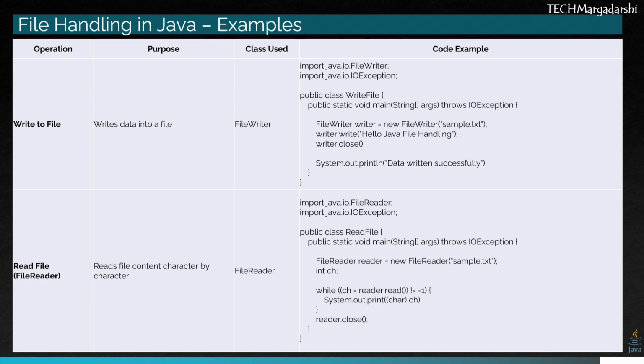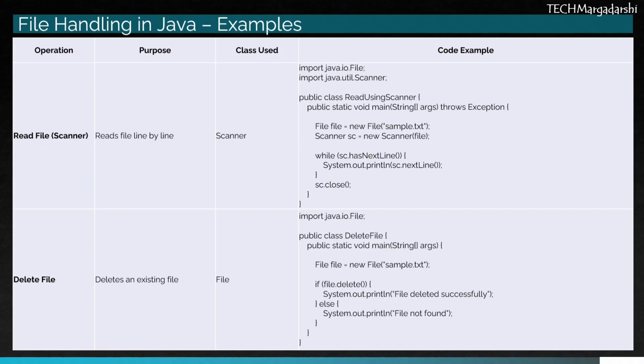Now, read file. To read data from a file, we use the FileReader class. It reads the file content character by character. We create a FileReader object by passing the file name. Then we use a while loop to read each character using the read method. The read method returns the ASCII value of the character, or -1 when the end of the file is reached. Each character is typecast to char and printed on the console. Finally, we close the reader to free resources.